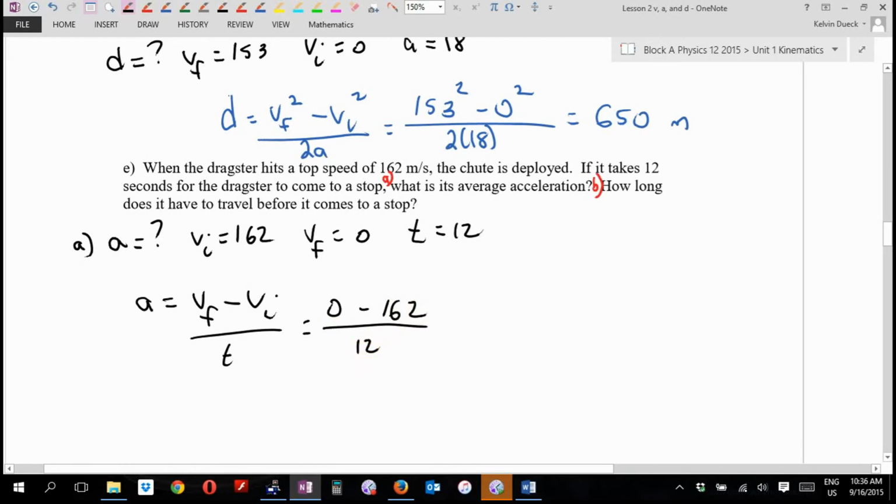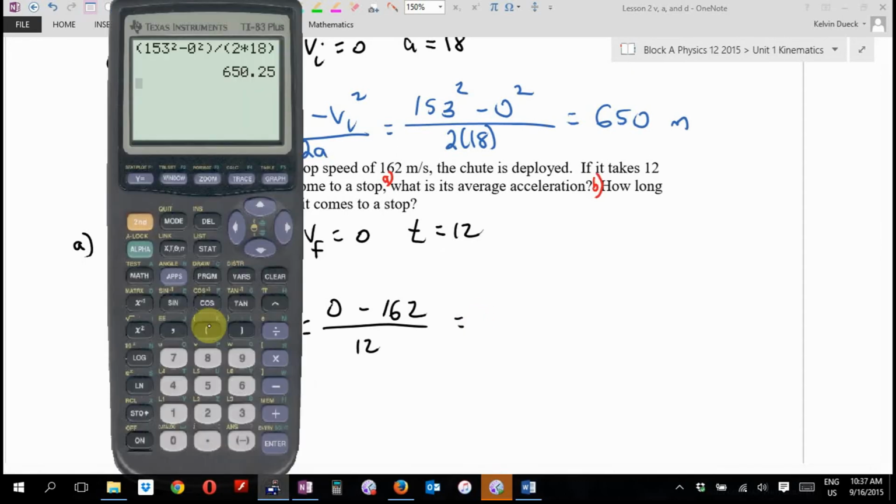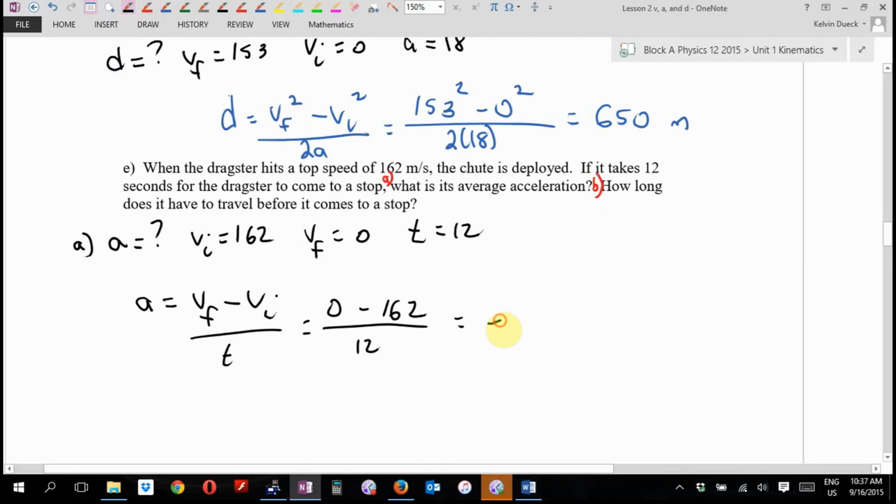I'm going to get a negative answer. Oh, wait a minute. Am I slowing down or speeding up? So should I get a negative acceleration or a positive acceleration? The physics is telling me, actually, no, I'm okay. The answer is telling me I'm doing the physics right. I'm good with this. I'm not going to be worried about a negative. Should probably do that one in, oh, whatever. Negative 13.5. Units.